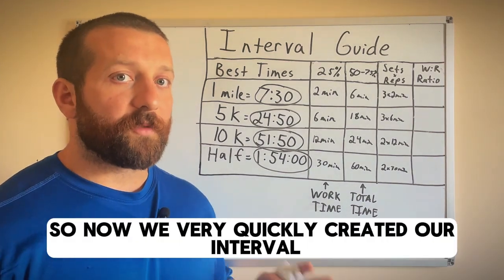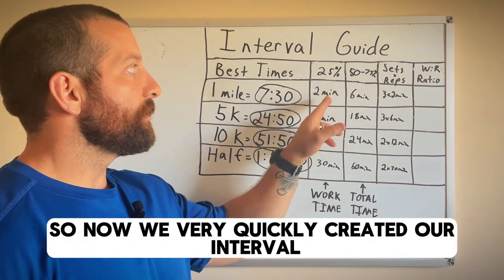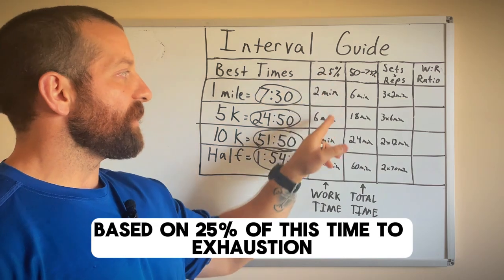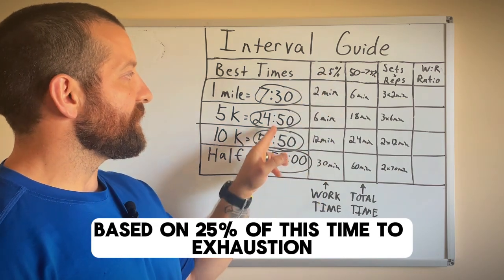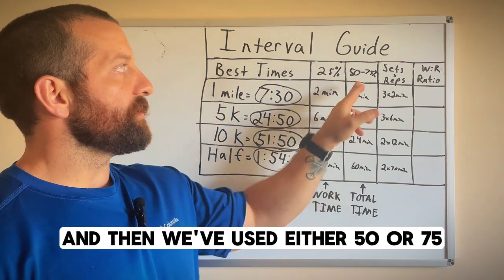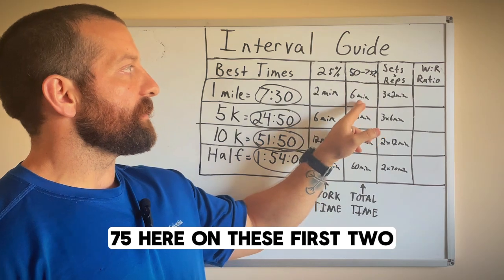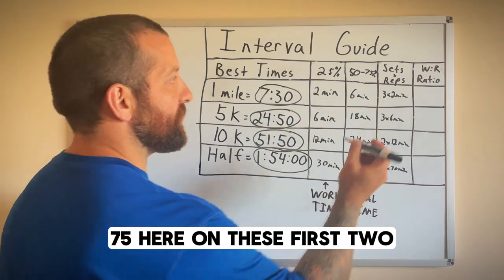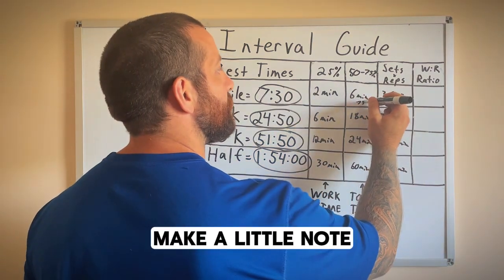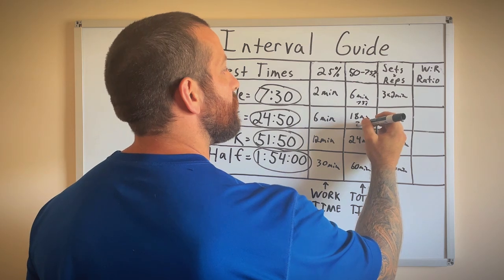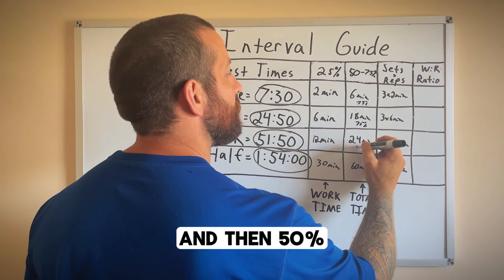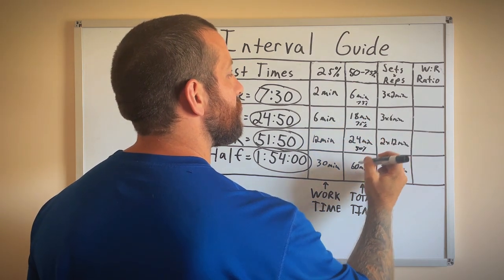So now we very quickly created our interval based on 25% of this time to exhaustion. And then we've used either 50 or 75, 75 here on these first two. Make a little note. And then 50% on these two.